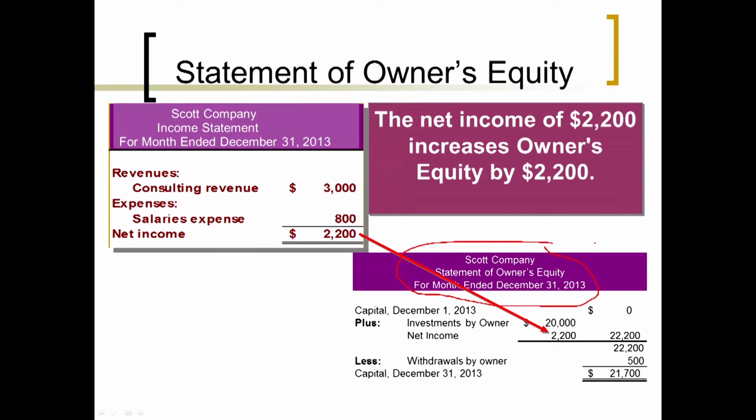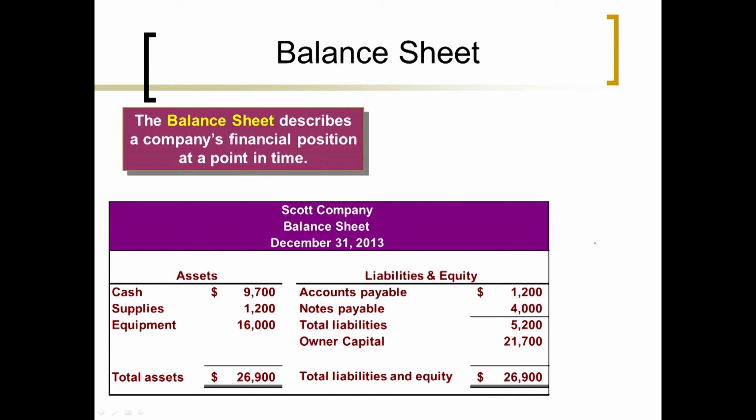Okay. Now, back at the slide, what's the ending balance of capital at December 31st, 2013? 21,700, right? Okay, keep that number in mind as we look at the next statement we prepare, which is what? The balance sheet. Here is the balance sheet. The balance sheet describes a company's financial position at a point in time. We call it the balance sheet because it should balance. It's the accounting equation. Assets of 26,900 need to equal total liabilities plus owner's equity of 26,900. Those need to equal, right? If they don't, there's a problem. Okay?